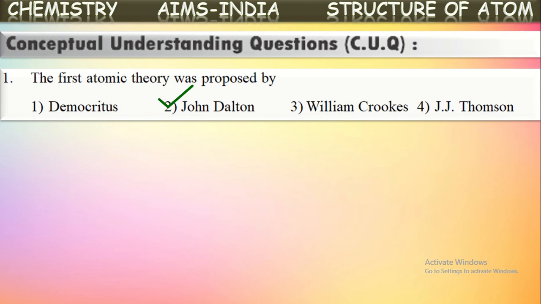the atomic theory was proposed by John Dalton. He told that atoms are the smallest particles of every matter. Okay, he was John Dalton. But the term atom was for the first time used by Democritus. But the theory of atom for the first time is given by John Dalton.